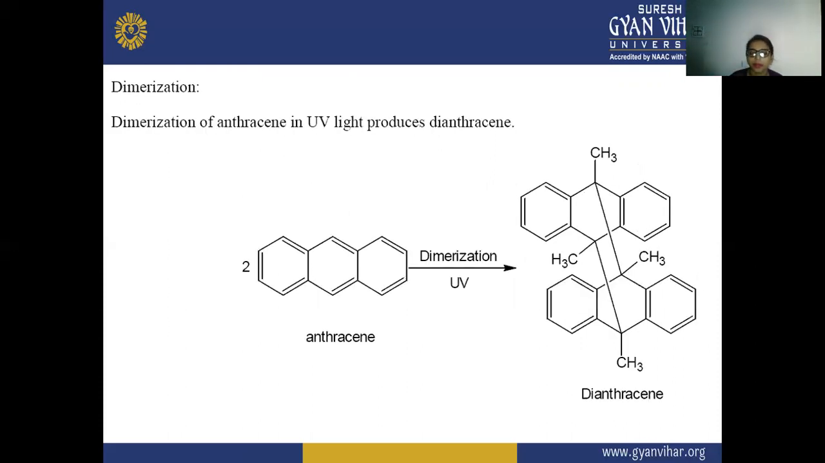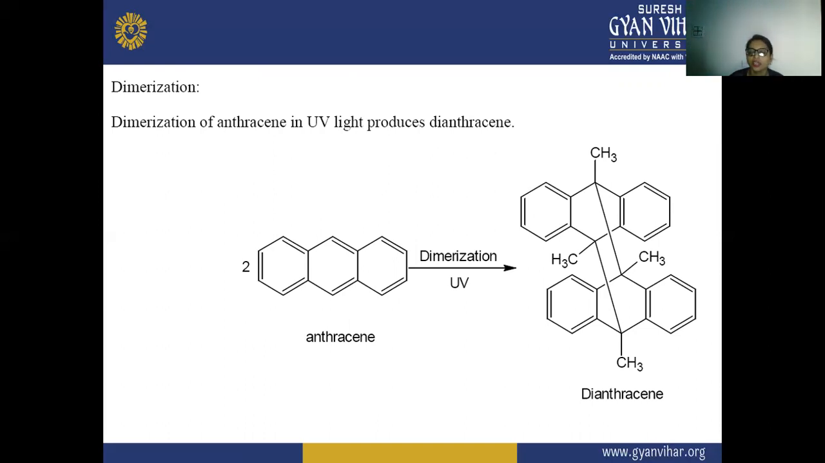Dimerization. Here the dimerization of anthracene is occurring in UV light, and there is a production of dianthracene. It means that in the presence of UV light, two molecules of anthracene are reacting and forming a dimer. So here you can see the 9th and the 10th position.